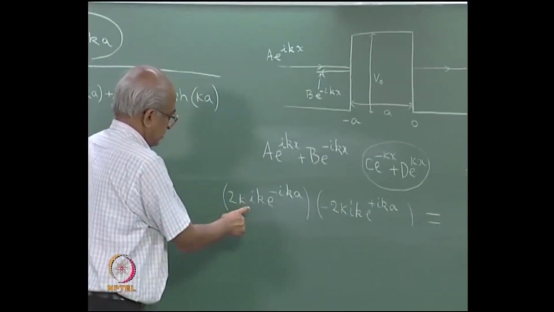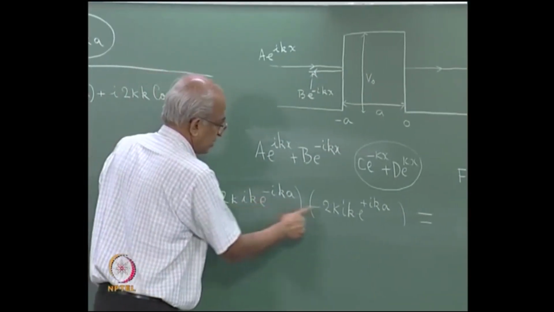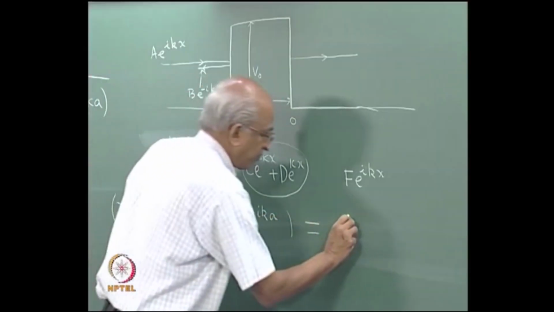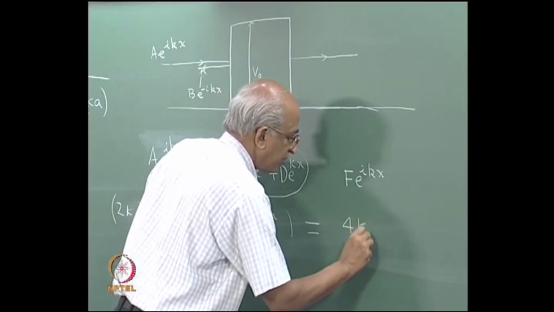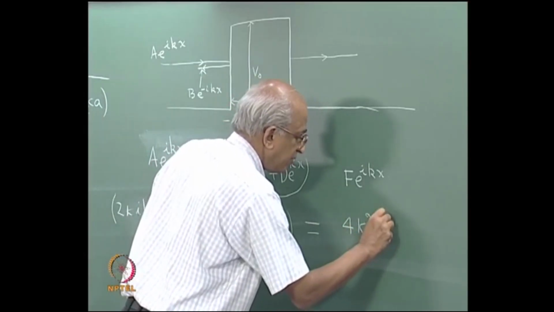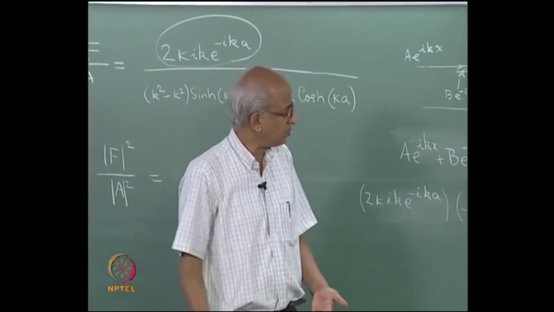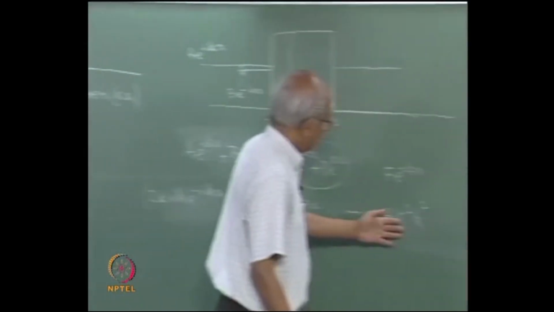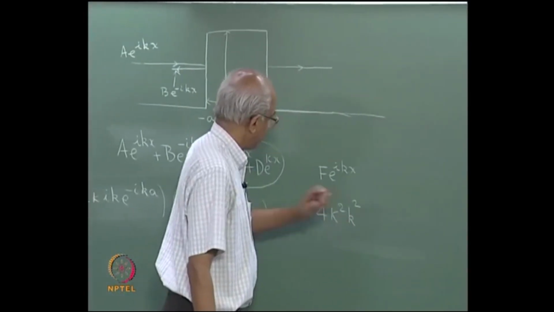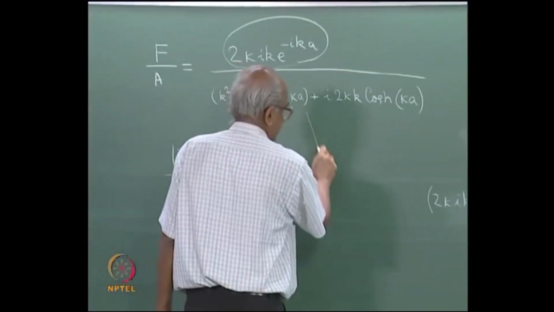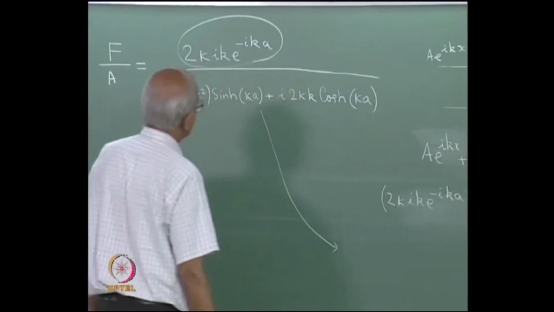the result is the following. This term and that term will cancel each other. You are going to get 4 kappa square k square, and this i and that minus i will give you minus i square, but remember i square is minus 1, so therefore the net answer is just 4 kappa square k square. In a similar fashion, I am going to calculate the magnitude square of this.